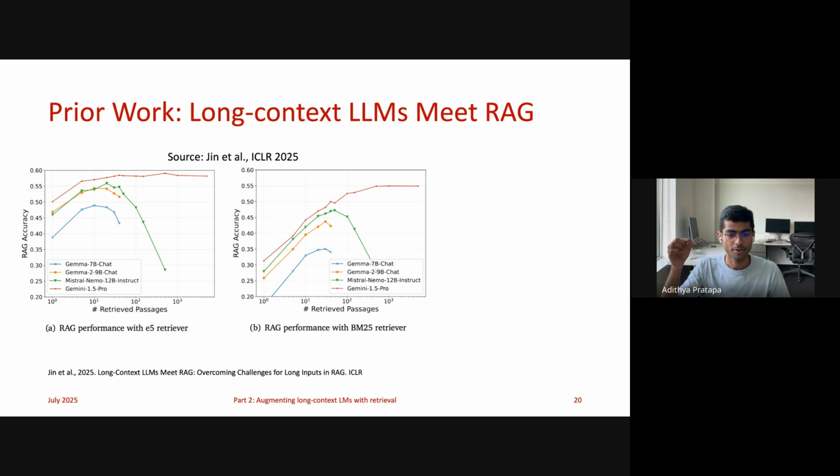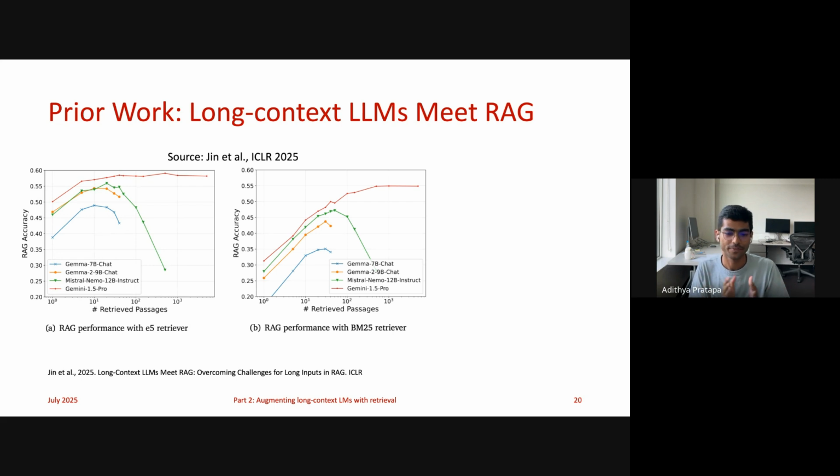So the peak performance you observe across all of these models is at a very different number of retrieved passages. You need to retrieve more passages if you are using a weaker retriever because you want to improve your recall. And the peak performance is very different across these systems. But the trends are still very similar. For weaker models, you see an increase in performance and then a drop. But for stronger models like Gemini, you see it plateauing after a point.